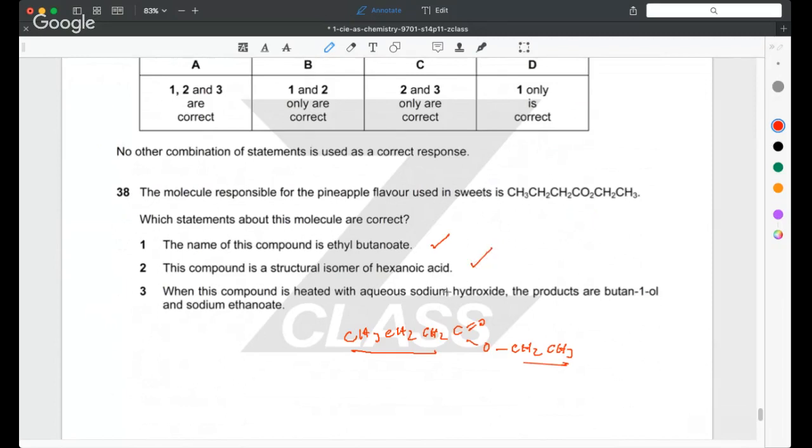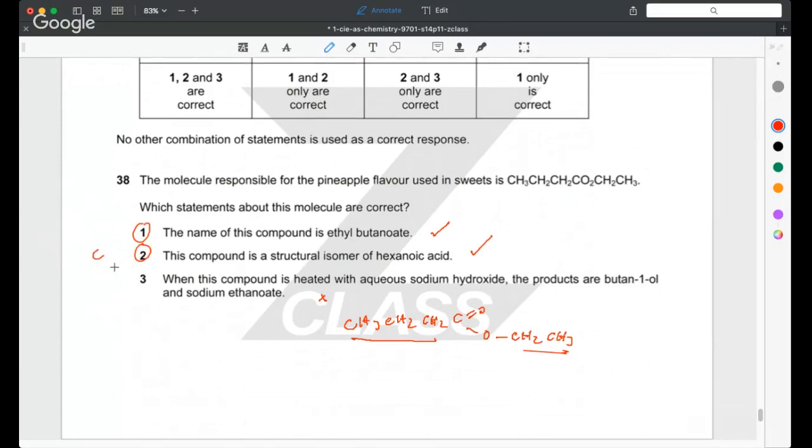And then it's talking about the last step here, hydrolysis. And the hydrolysis would be breaking the bond here, and that would give you ethanol and butanoic acid. And they've got it the wrong way around. They've got butanol and ethanoic acid, or sodium ethanoate. So that's not correct there. So the answers here is 1 and 2. You've got answer C. Almost done.